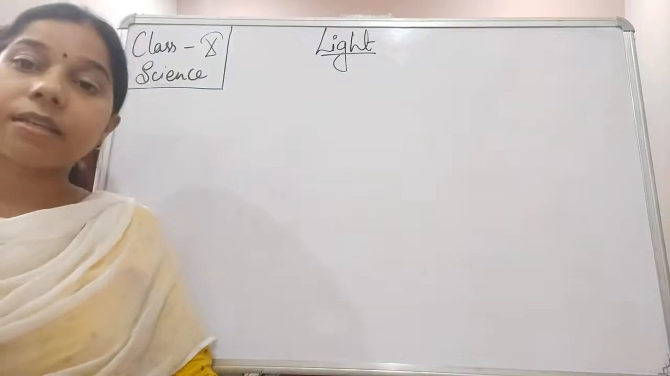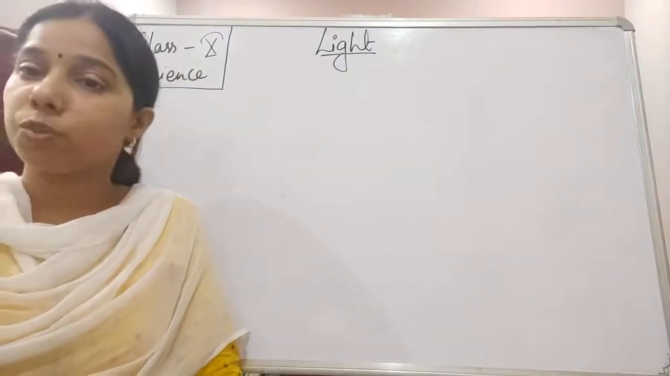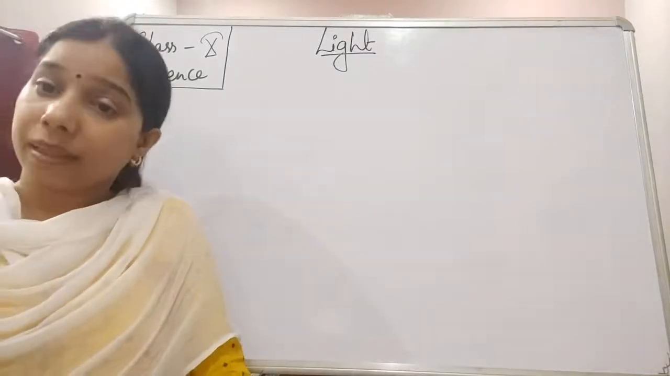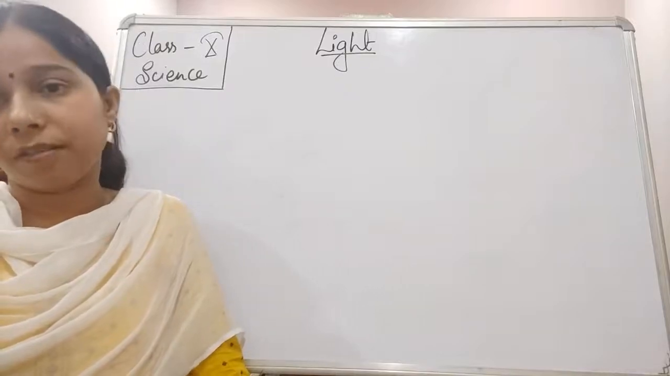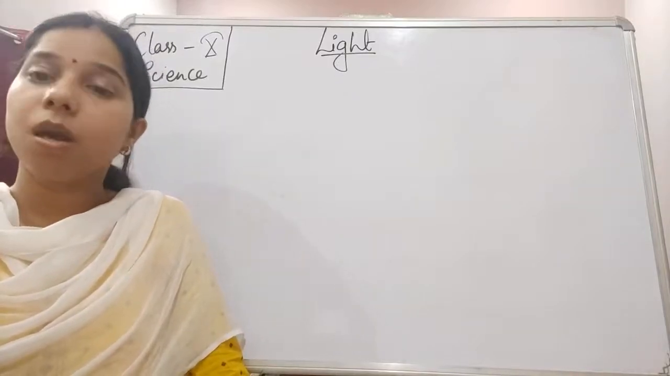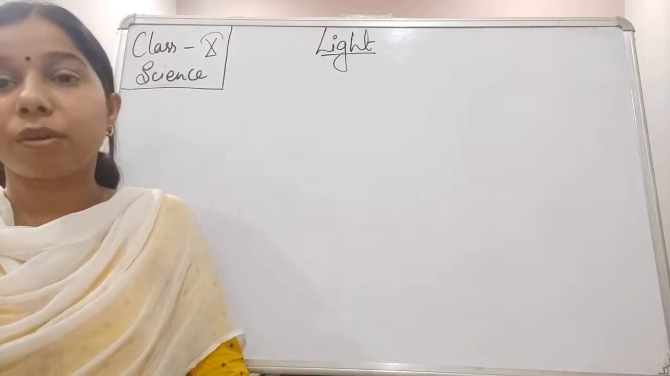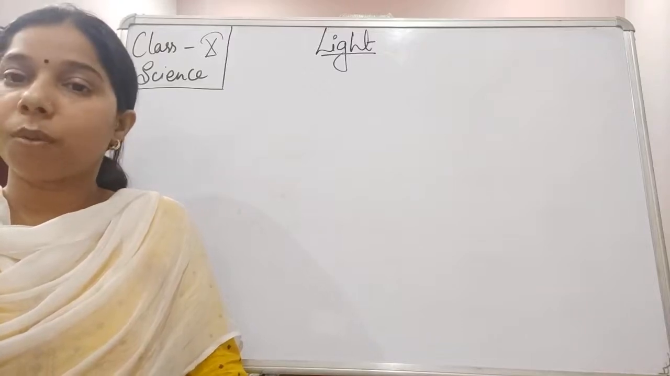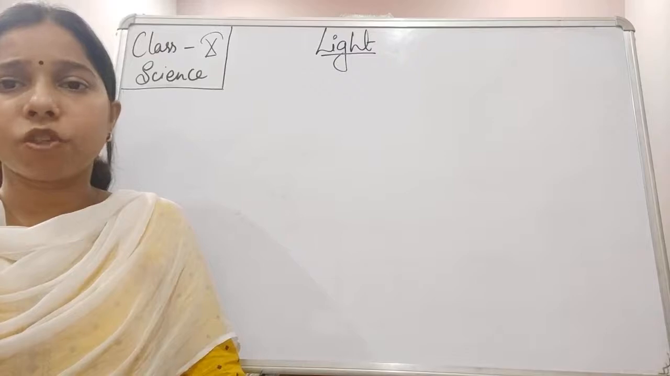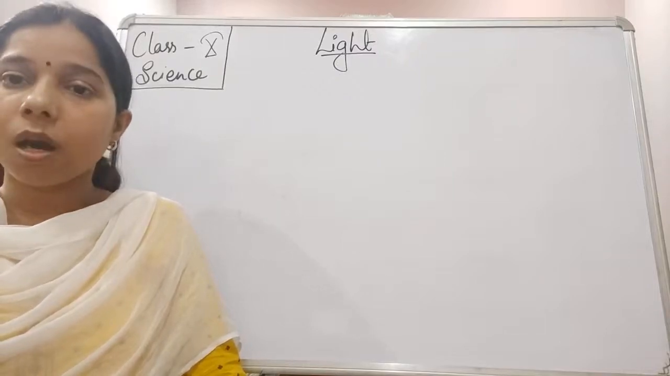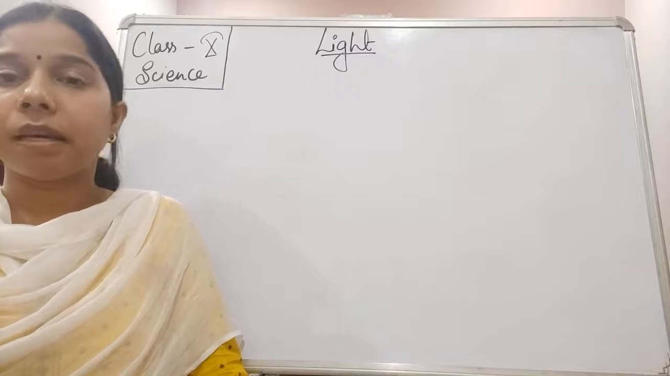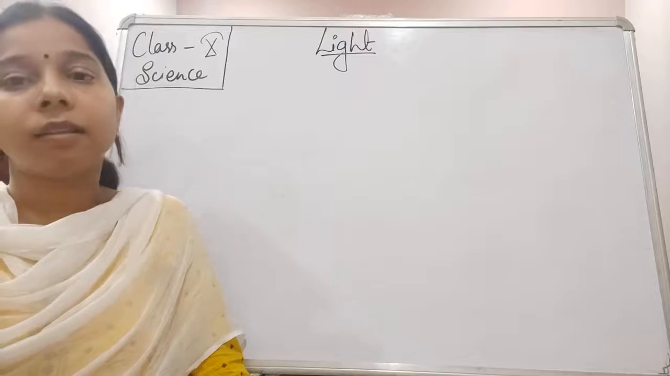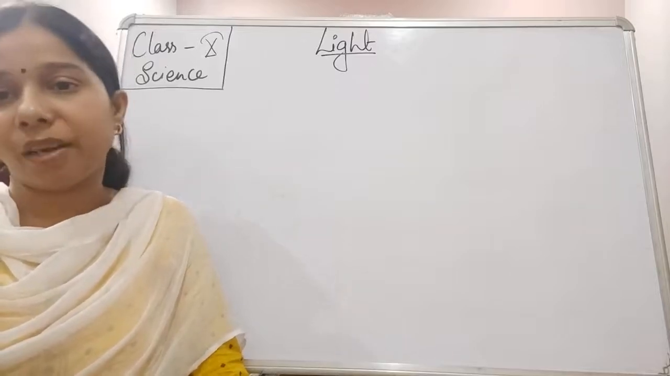The second condition is that, okay, we have seen the first one in which we keep the object between pole and infinity, and here at the second one we will keep the object at infinity. So when we keep the object at infinity, what happens? The image will be formed at focus. So we can say here, when the object is kept at infinity, the image is at focus. Here the nature of the image will be virtual and erect again, and the size will be highly diminished.